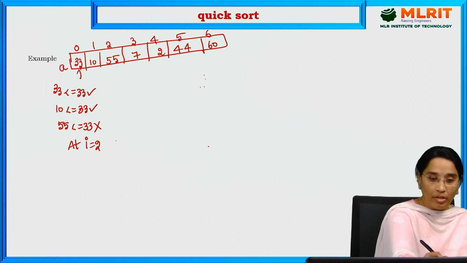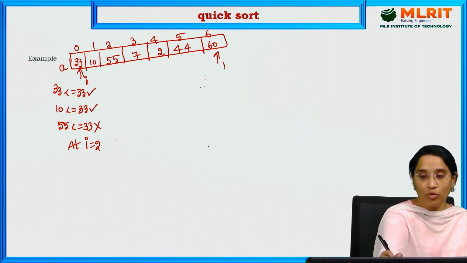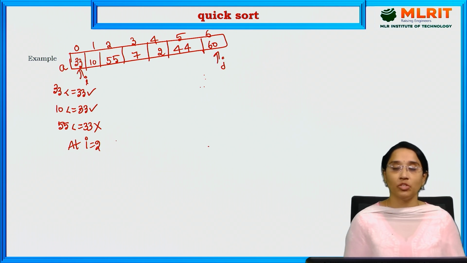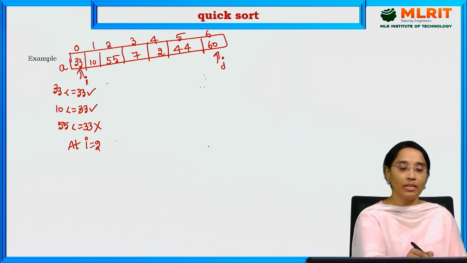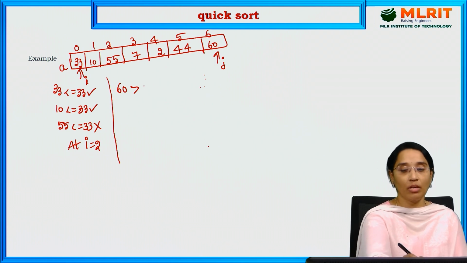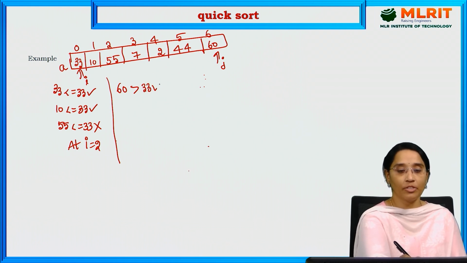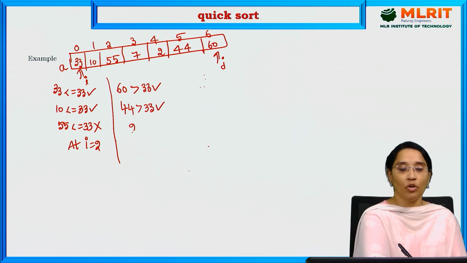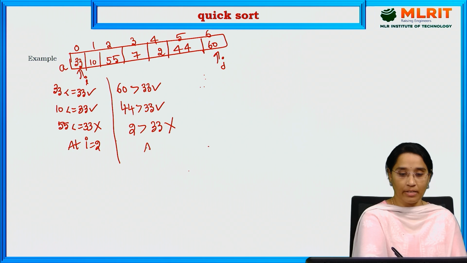So what will we do? You will initialize i to low and j to high, the highest index position. Okay. So at i equals 2, you got failed. Next, 60 greater than 33, so now j will be decrementing. 60 greater than 33, condition true. 44 greater than 33, condition true. 2 greater than 33, condition false. At j equals 4.